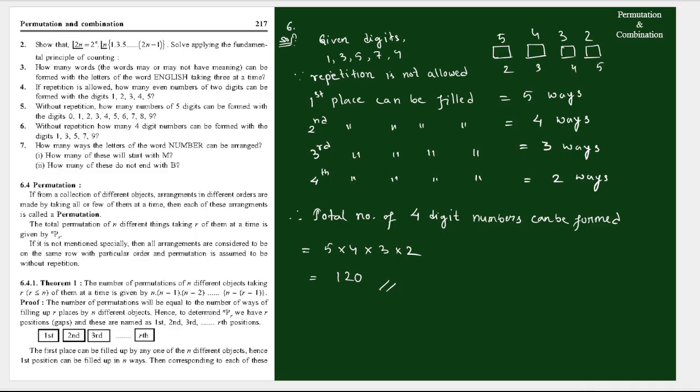Okay, then how many of these do not end with B? That means the last place is fixed so that it will not be B. It can be other than B. So 5 ways. The last place will be 5 ways. Okay, let's go to question number 7.